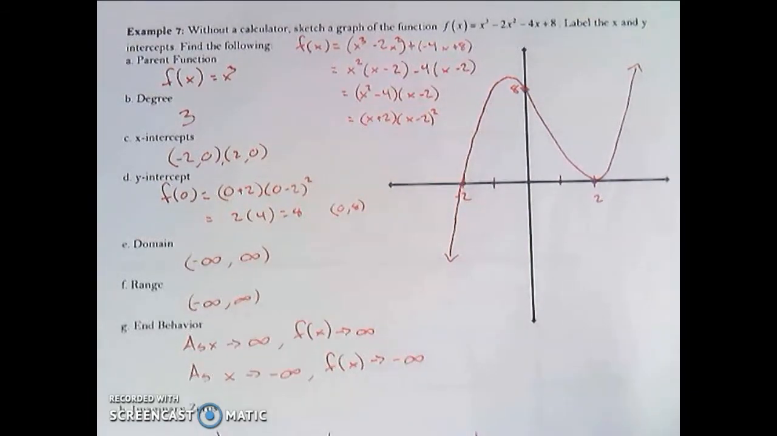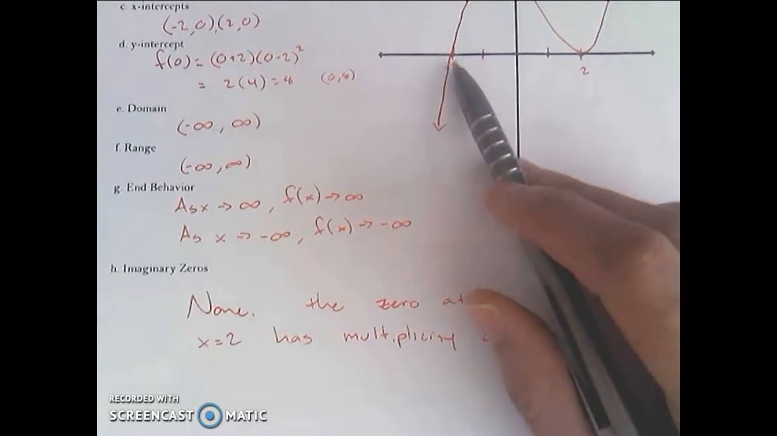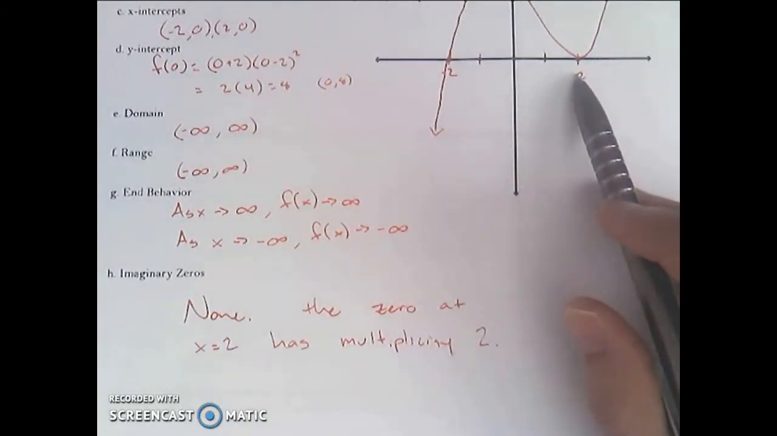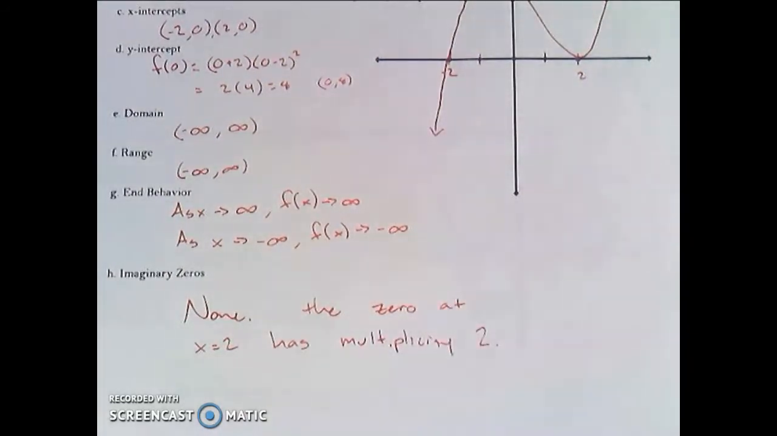We don't have any imaginary zeros because we count the 1 here and the bounce here. That counts for all 3 of our zeros. Our 0 at x equals 2 has multiplicity of 2.